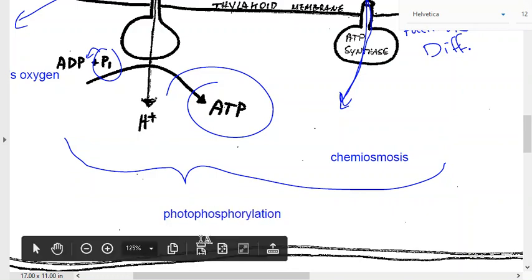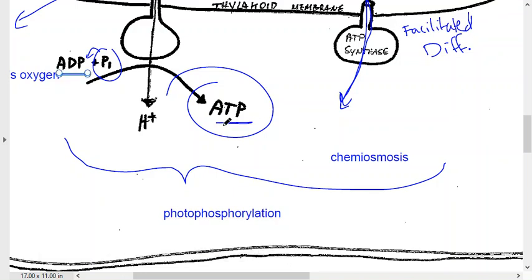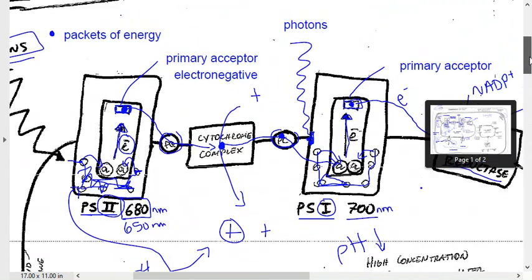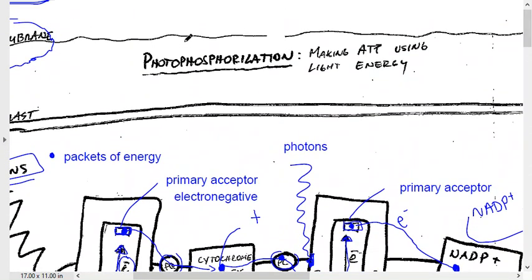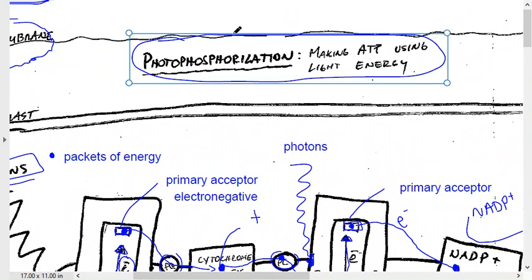Photophosphorylation. We're going to phosphorylate. We're going to add a phosphate group to ADP to make ATP, and we're doing that using light energy. So up here at the top is the definition: making ATP using light energy. You have a spot on the back of your cell respiration big sheet for photophosphorylation. Now would be the perfect time to add this definition to the back of that big sheet.